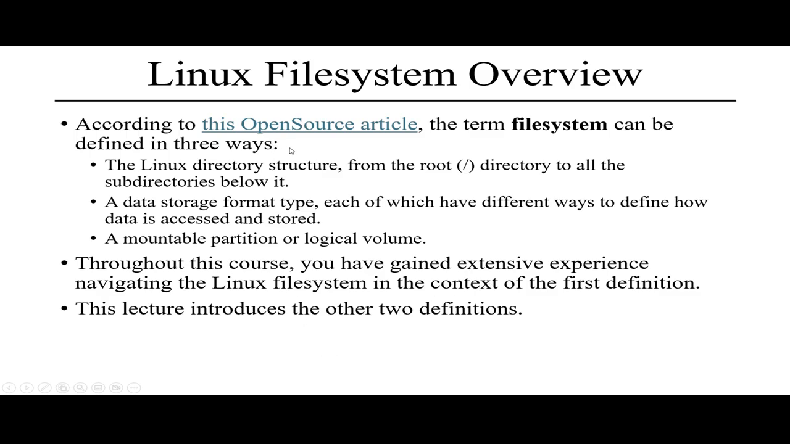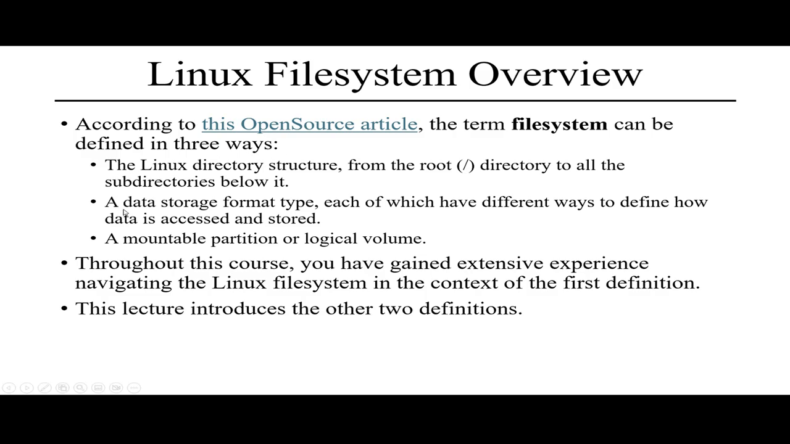So I have an article from Opensource here. It's linked here in case you want to read it from the PowerPoint. It defines the term file system in three ways. So file system can refer to the Linux directory structure, starting from the root directory, or just slash, all the way to the very last subdirectories in it. So it can just refer to the entire file system, all the files and directories in it.